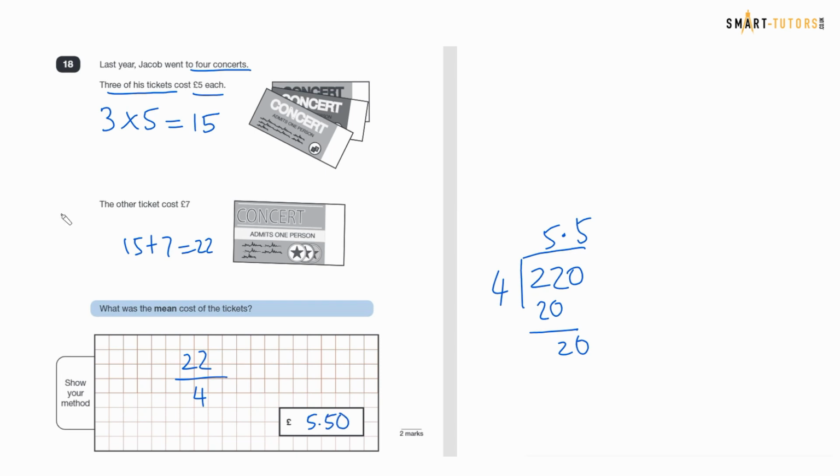So I will add something. Mean means average. So add all the numbers and divide by how many of them there are. So here 3 tickets each £5 is £15 in total. 1 ticket costs 7, altogether 22, and then 22 divided by 4 tickets. That is the answer. Very well done.